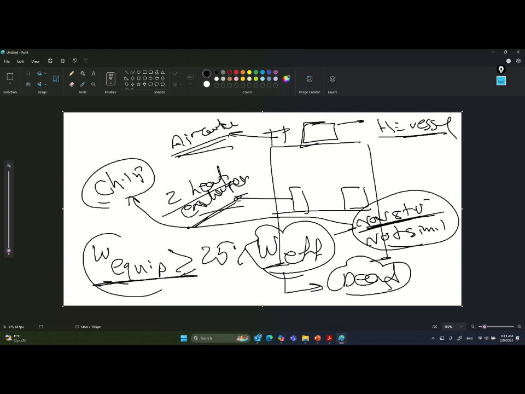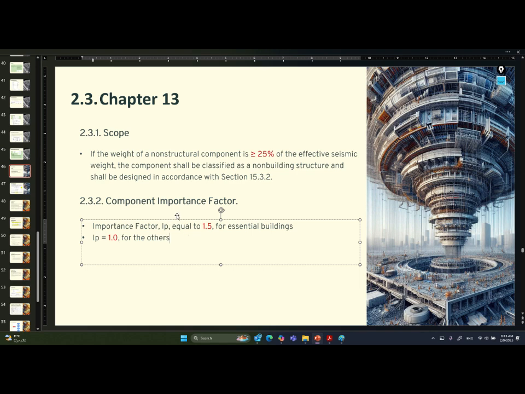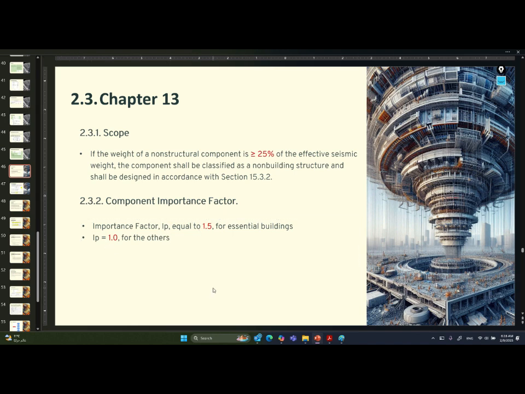However, if their W equipment is less than 25%, then I will go to chapter 13, as we will see now. Another important thing you must notice is that the importance factor IB is equal to 1.5 for essential buildings and IB is equal to 1 for the others, meaning that the importance factors for the equipment are 1.5 or 1, like the Rho 1 or 1.3. There is no 1.25 for the non-structural component.